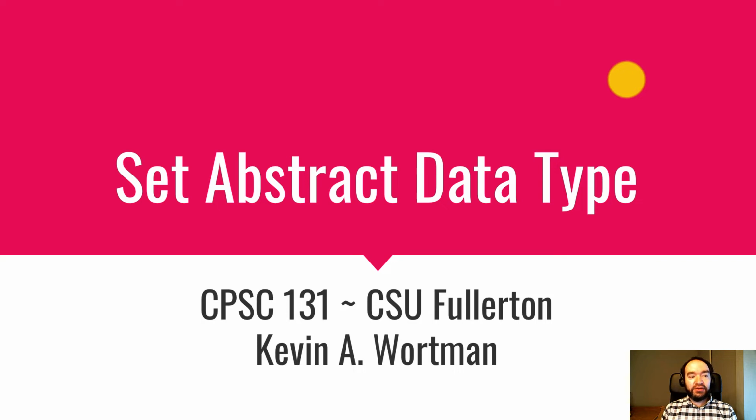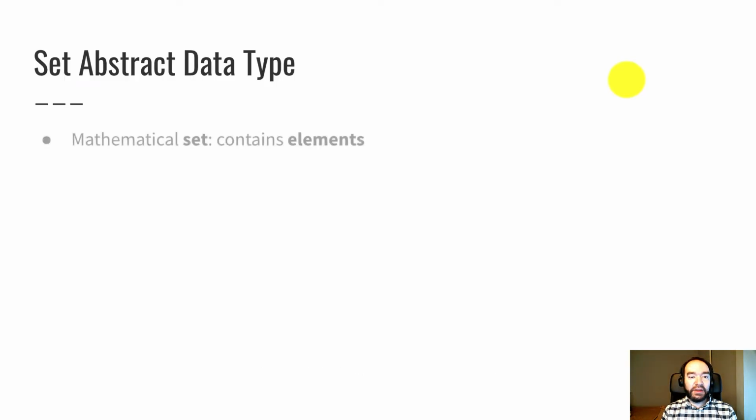Hi, this video describes the set abstract data type. Set is a different abstract data type than the ones we've covered, but it's pretty similar to a map, as you'll see. The idea of the set ADT is to represent the concept of a mathematical set.